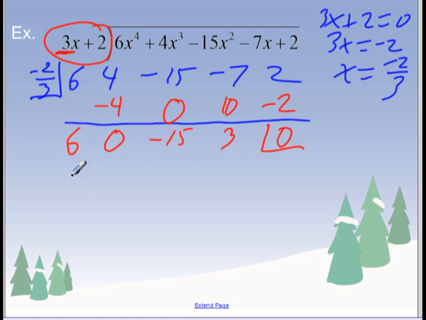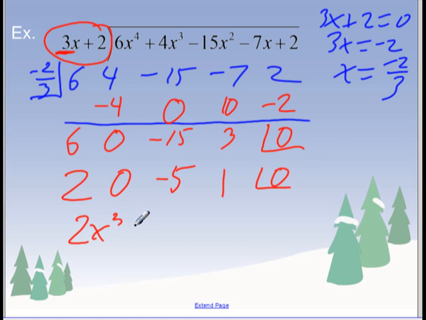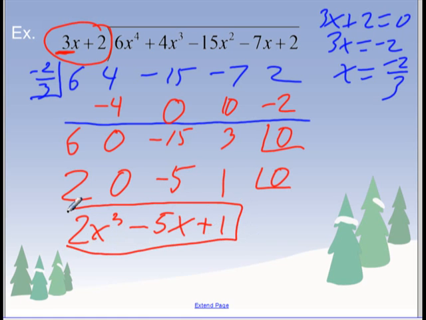So your final answer, that 6 divided by 3 is 2. That's a 0. Negative 15 divided by 3 is negative 5. 3 divided by 3 is 1. And the 0 is still 0. And so these are the coefficients of your final answer. Remember, that's remainder, constant, to the first, to the second, to the third. So it's 2x to the third, 0x squared, which I don't need to write, minus 5x plus 1. And that is your final answer. There's no remainder, and we're done.